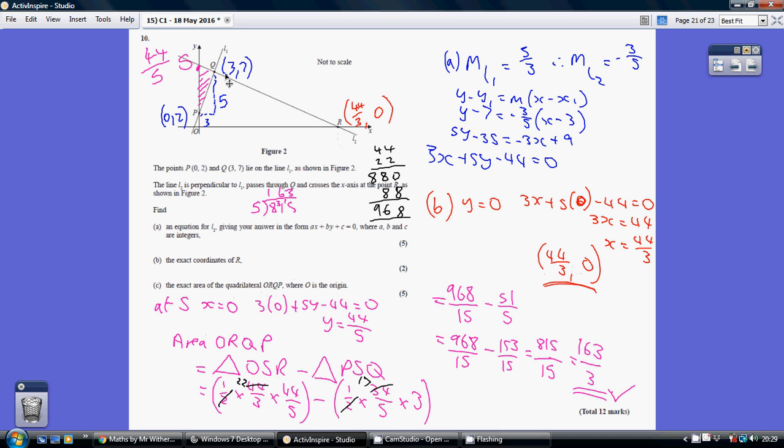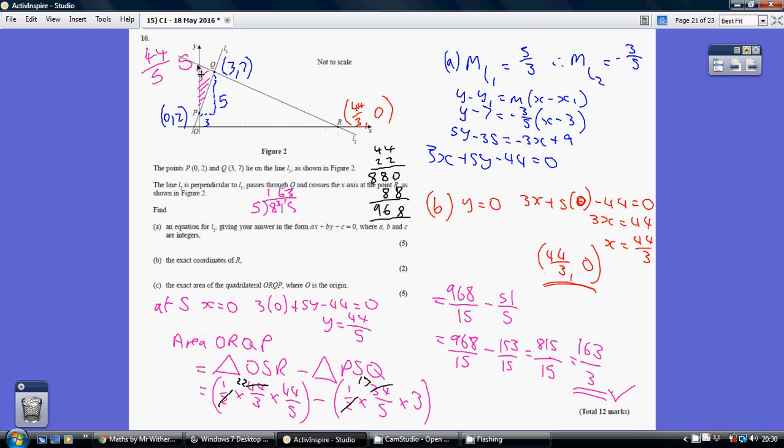So our base is going from, no, that's not what I'm doing. We're going to think about it as the base being from O to R, which is 44 over 3. And then obviously the height is the coordinate of S, which we haven't worked out yet.